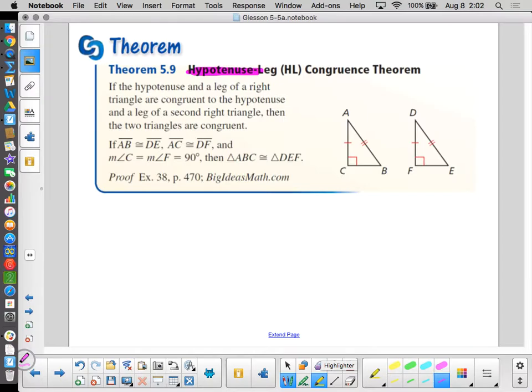Does every triangle have a hypotenuse? Is a hypotenuse simply the longest side of any triangle? Or is a hypotenuse special? What is a hypotenuse? The hypotenuse is the longest side in a right triangle. Only a right triangle has a hypotenuse. So this requires both my triangles to be right triangles.